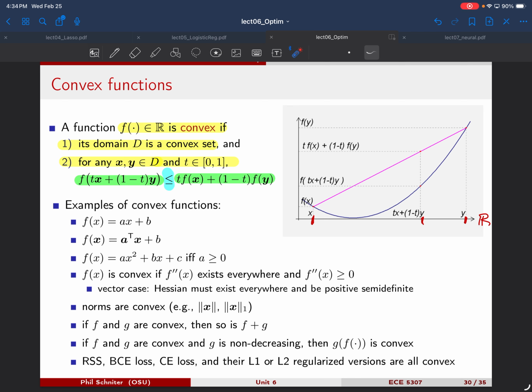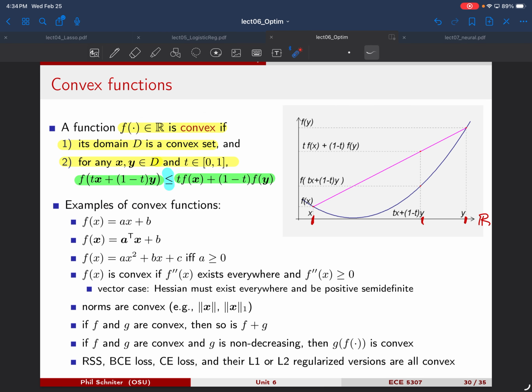I think you guys have probably seen convexity before. I think even people talk about convex versus concave as being curved like that versus curved like that. So this is just the technical definition of it.